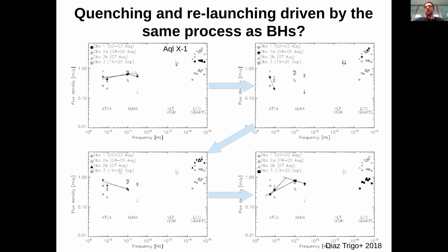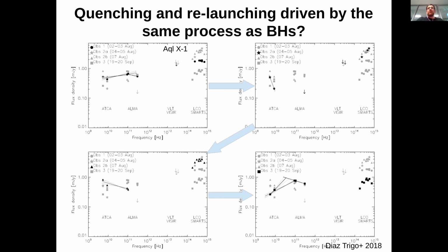Then as the source recovers at the end of an outburst, as the source starts to fade away at the end of the outburst, that radio spectrum then begins to flatten again and extend up, and the jet spectral break extends up into the millimeter or above band again.